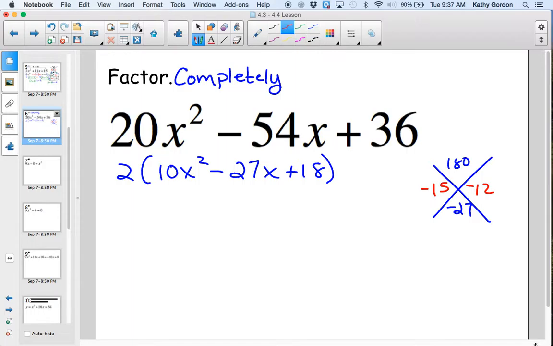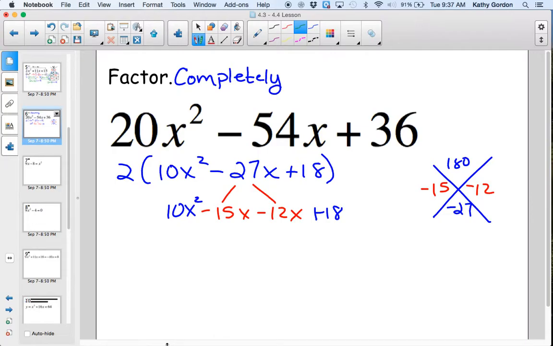So if we continue with this idea, should I do the plus or should I do the split the middle? I don't care. Call one out. Split the middle. Okay. So negative 27x is now going to become negative 15x and minus 12x. We're going to stay with the 10x squared out here, and we're going to stay with the 18 out here, and now we're going to group.